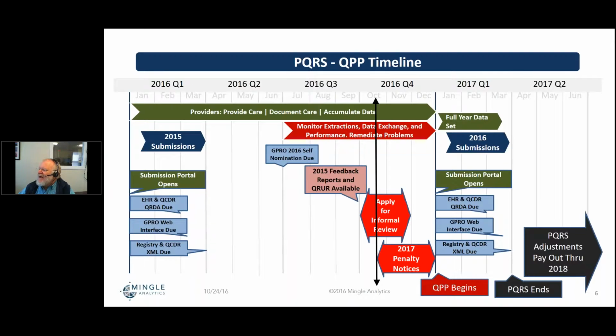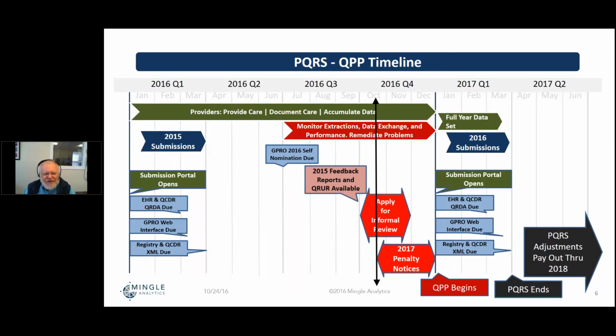MIPS and MACRA. Now, your 2015 feedback reports in QRUR became available about the 1st of October. And so you should be able to find it in the portal if you look for it now. And that started the clock ticking. You have 60 days after those reports are out to apply for informal review. So the Medicare is saying that the deadline for requesting informal review is November 30th.